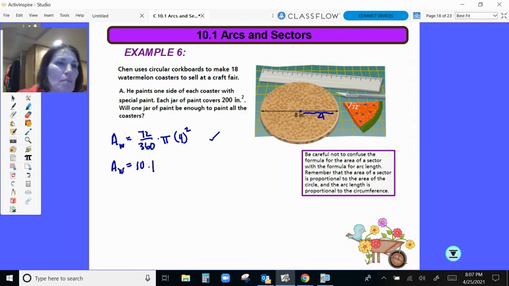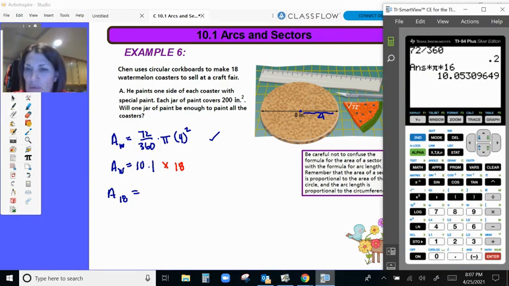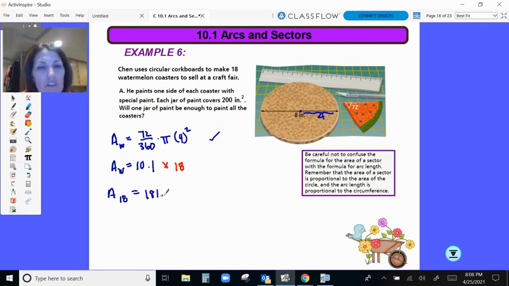Well, then we need to multiply by 18, right? So the area of all 18 is going to be equal to 10.1 times 18, which is about 181.0. Okay, 181.0, and that's going to be inches squared. Well, each jar covers 200 inches squared, so yes, we're going to have enough paint to cover those.